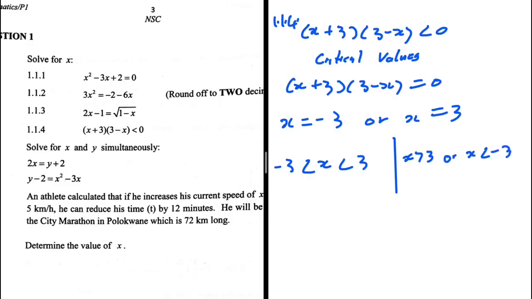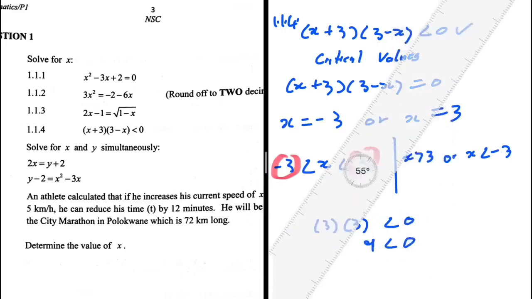We can easily do that by taking a number between -3 and +3. A simple number to work with is 0. So let's take 0 and substitute it in our inequality and see if it's going to be satisfied. So in substituting 0, we get 3 multiplied by 3 being less than 0. 3 multiplied by 3 being less than 0, does that sound fine? No, it doesn't sound fine. 9 is not less than 0. So we know that this is not a solution.